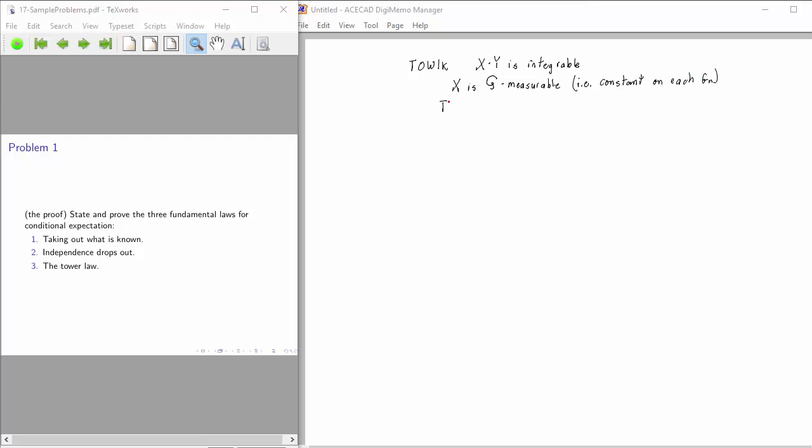And what taking out what is known says is that if you're computing the expectation of the product of two random variables conditioned on a certain sigma field G, and X is constant on each set G sub n, then you can just take it out. And what you get is X times the expectation of the other random variable in the product, Y, conditioned on G. And here's the proof.